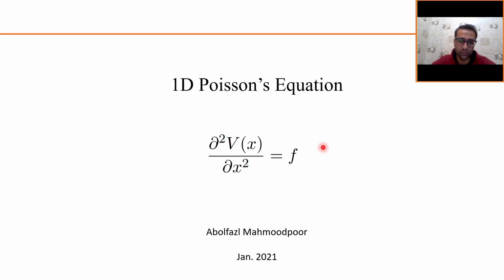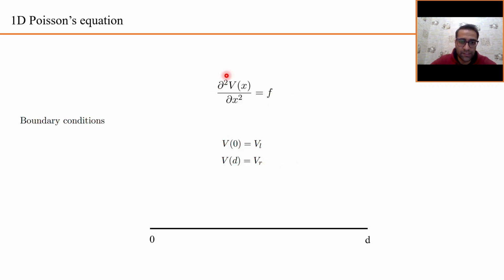Okay, we have the one-dimensional Poisson equation, and because v is just a function of x, it should not be the partial derivative. It should be d squared v over dx squared equal to f. Just a typo. Okay, let's continue. This is the differential equation with known boundary conditions.